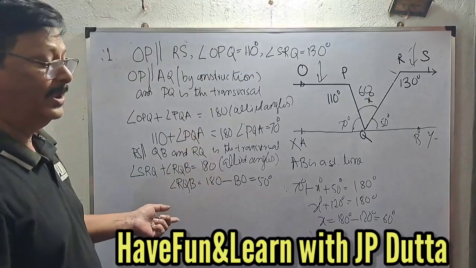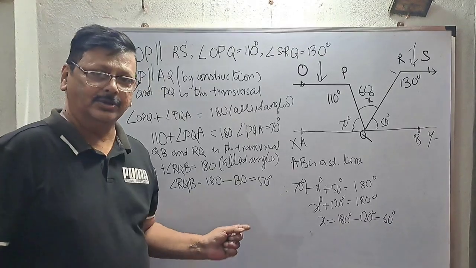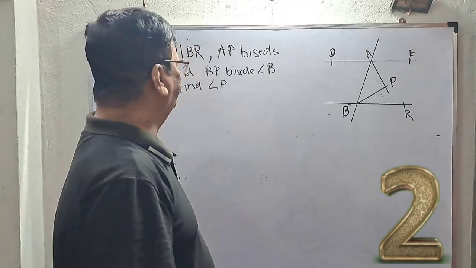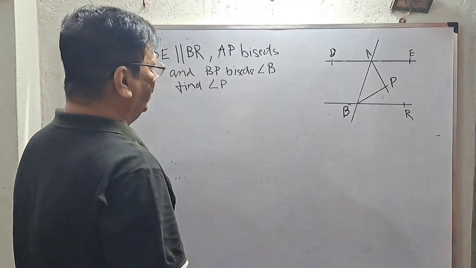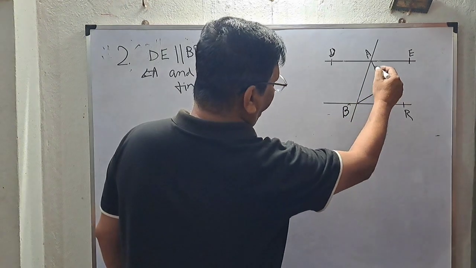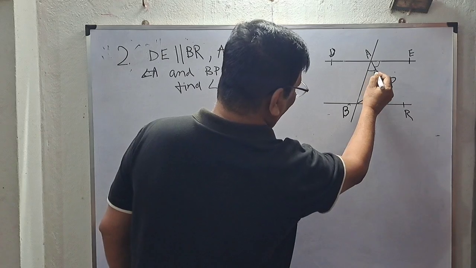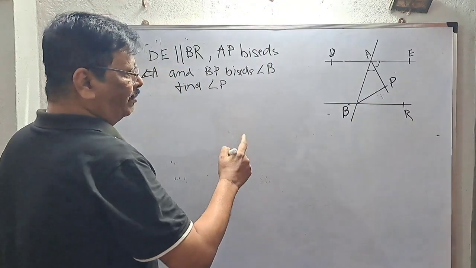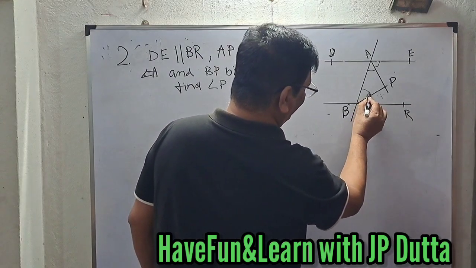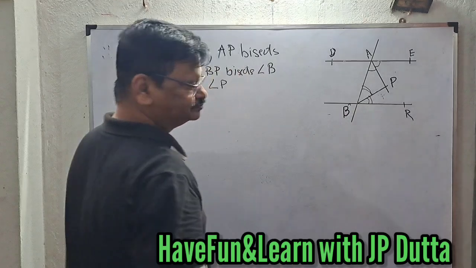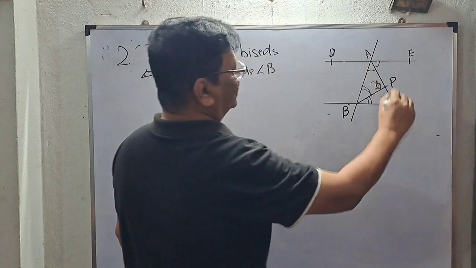So see, we have created the relationship by staying within the laws of mathematics. Now we go to question number 2. Problem number 2. It says that DE is parallel to BR and AP bisects angle A. So this angle is equal to this angle, right? And BP bisects angle B. So we can write these two angles are equal, right? So we have to find out the value of this angle, say x, right?